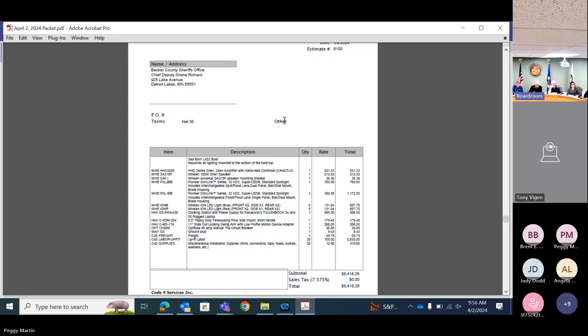Cameron, was this an outboard? It is, yep. It is an outboard. You'll have to see it, but we are thankful that we have that, and now we are asking for approval to put lights and equipment on that boat. This will be covered by the Boat and Water Grant, and the cost is $8,418.